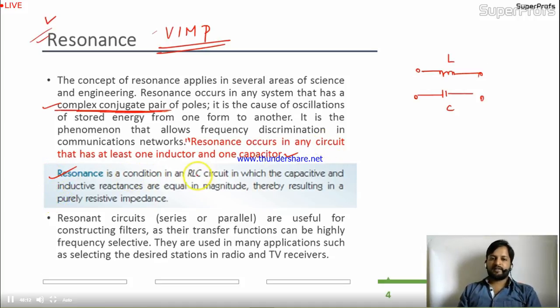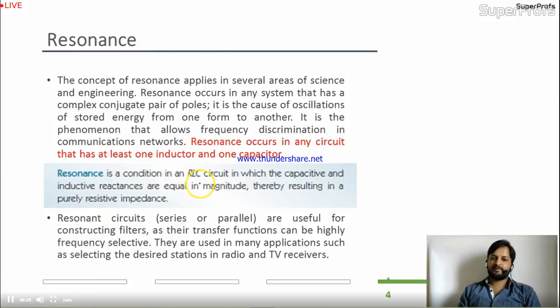Resonance is a condition in an RLC circuit in which the capacitive and inductive reactances are equal in magnitude, thereby resulting in a purely resistive impedance. It is saying that for the resonance circuit, the capacitive reactance should be equal to the inductive reactance. Xc should be equal to XL. XL should be equal to Xc for resonance.